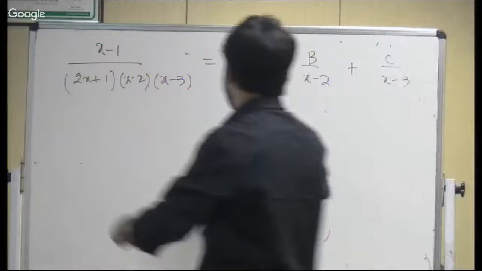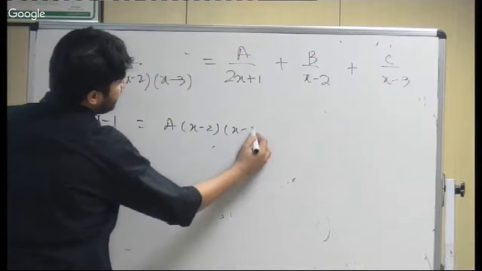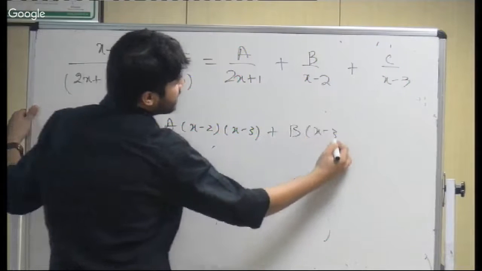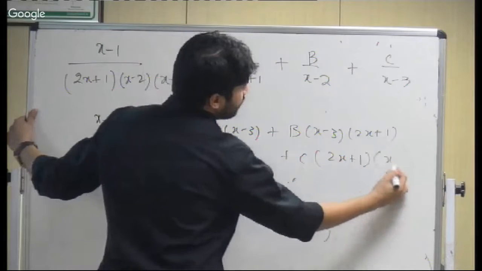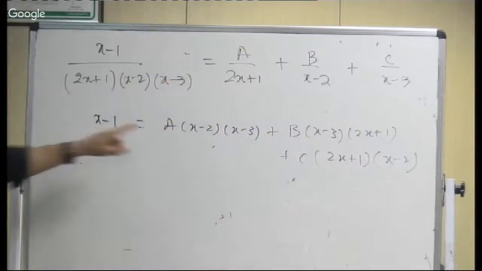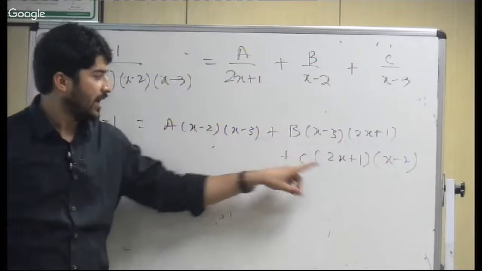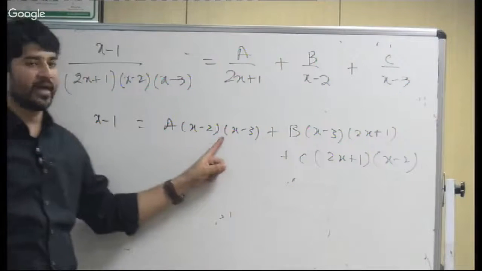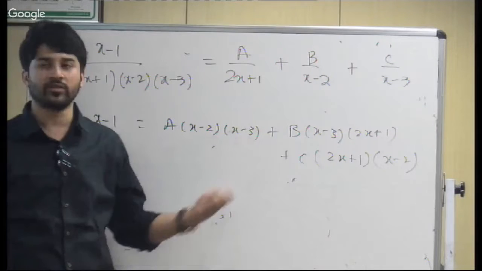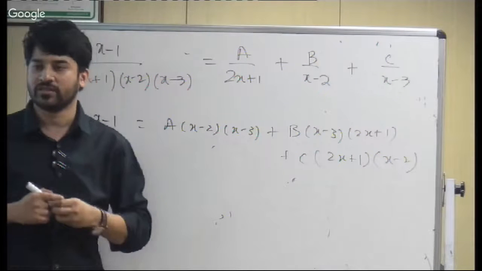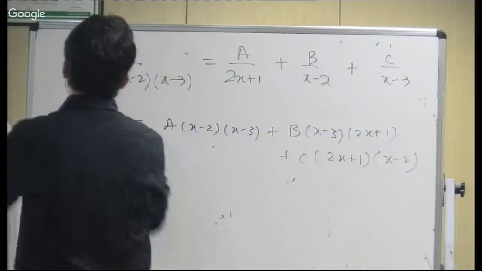So how to find them? We have already discussed: x minus 1 is equal to a into (x minus 2) into (x minus 3) plus b into (x minus 3) into (2x plus 1) plus c into (2x plus 1) into (x minus 2). If I put x is equal to 2, I get b. If I put x is equal to 3, I get c. If I put x is equal to minus half, I get a. Acha, why am I putting x is equal to 2, x is equal to 3? To get rid of other constants. Right? Clear? Now similarly, see the question number 3 thing.